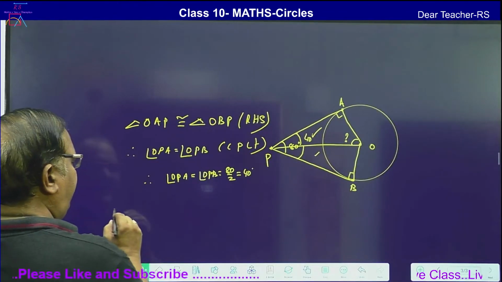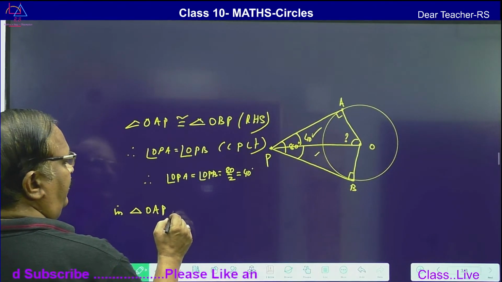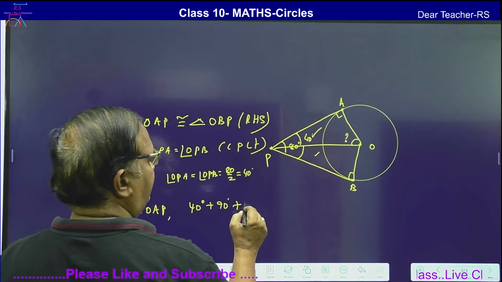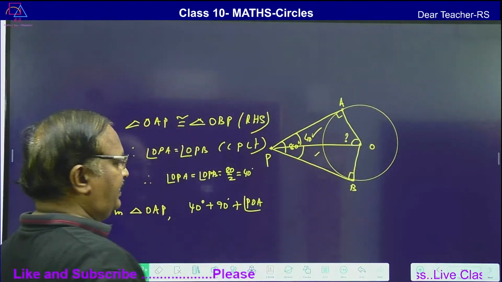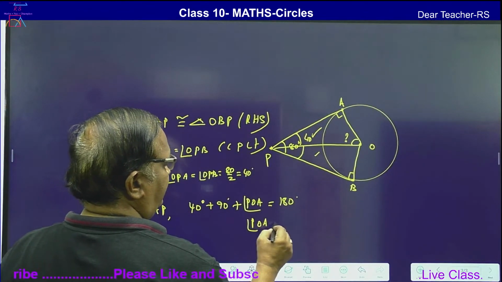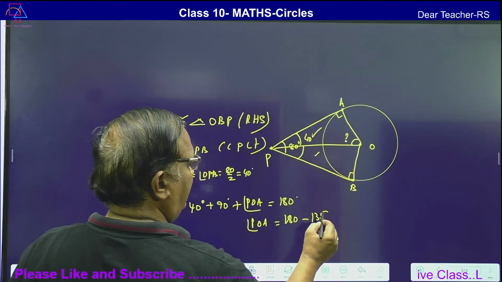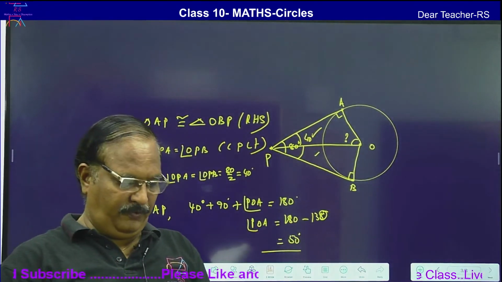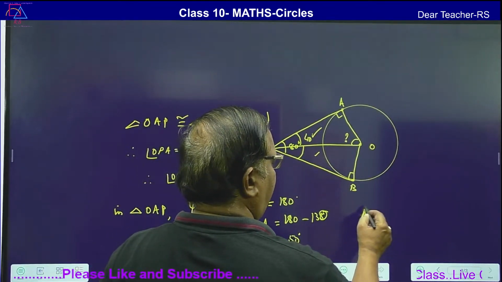Right? Now you take triangle OAP. So 40 degrees plus 90 degrees plus angle POA, that is, these three angles, 1, 2, 3, the three angles is equal to 180 degrees. So therefore angle POA is equal to 180 minus 130, which is equal to 50 degrees. So angle POA is equal to 50 degrees. A is the correct option.